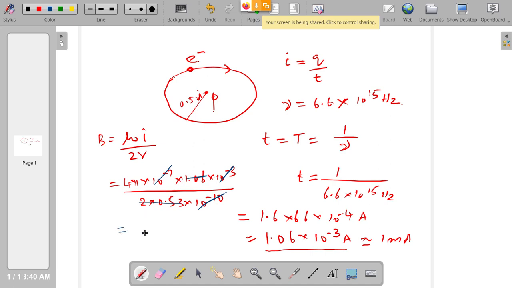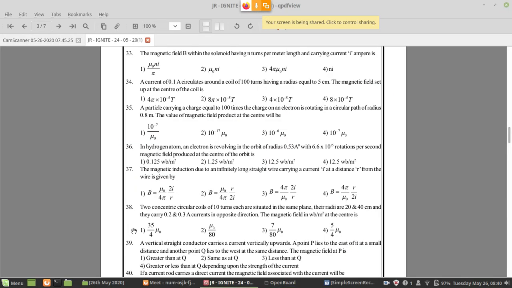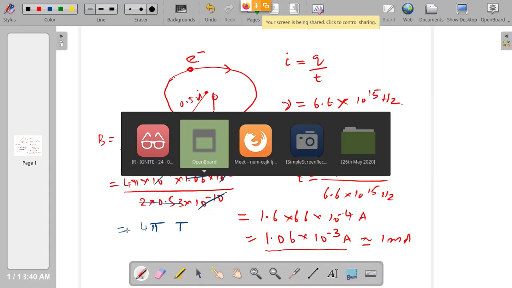This is directly cancelling again with the numerator. So the answer is simply 4 pi only. What is the unit? Tesla. In the choices, all the options are given as numbers. In the 36th question, you have to just convert this into a number.